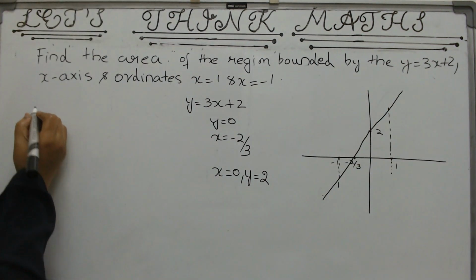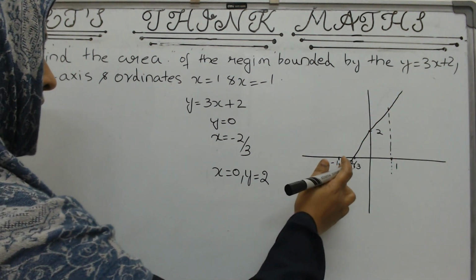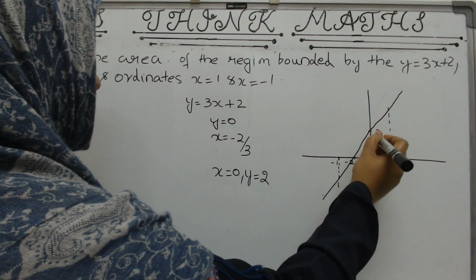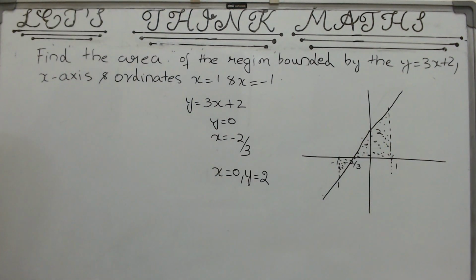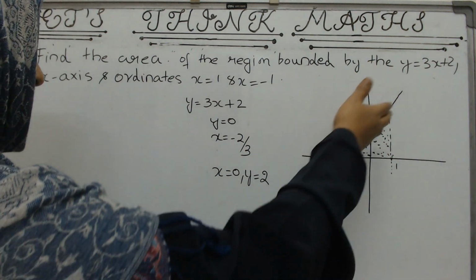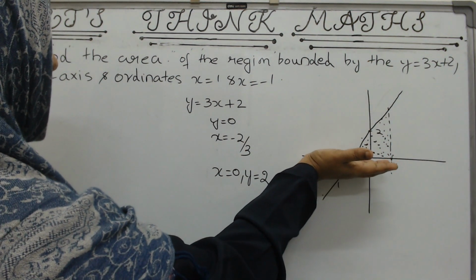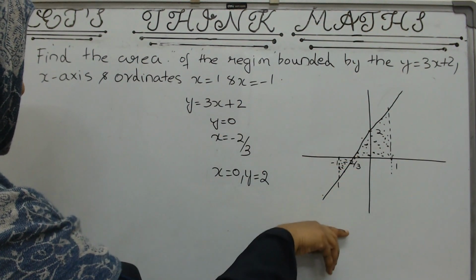So we have to find the area bounded by the line and these 2 ordinates. So now this is the whole area that we want. But did you see how the y is? Do you see how our curve goes? One half of the curve is above the x-axis. The other half is below the x-axis.